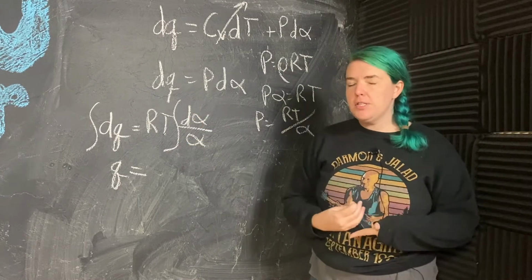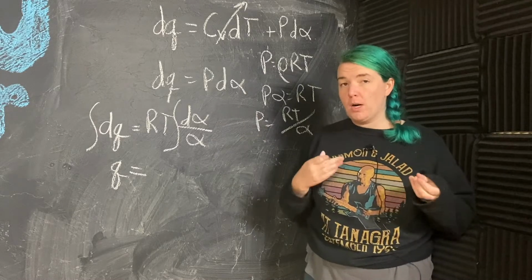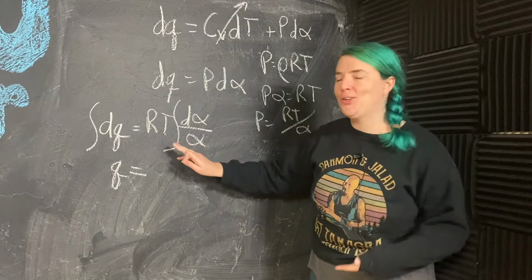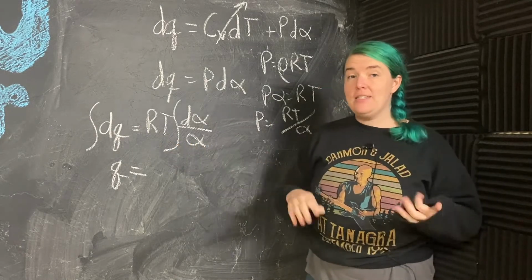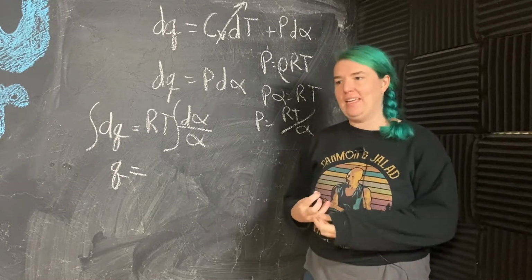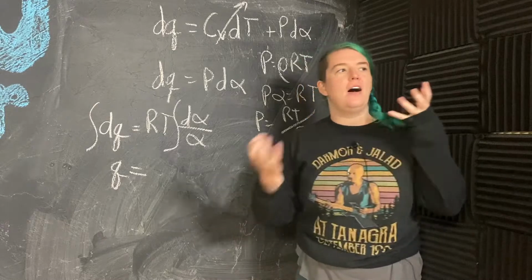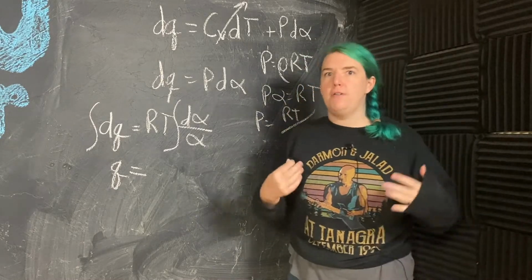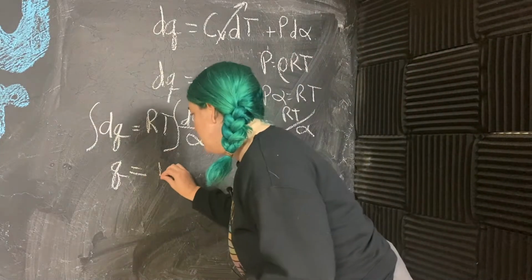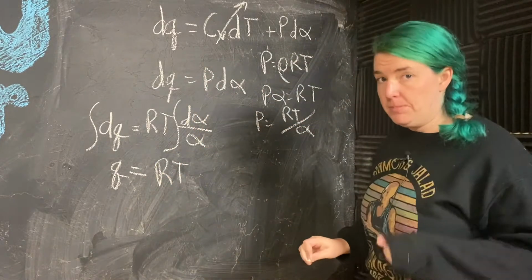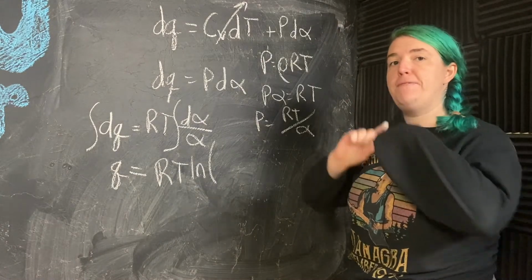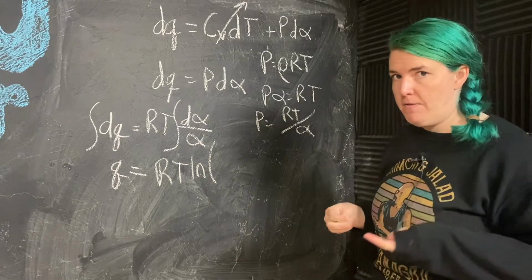If you've had calculus before, this should be a familiar form. I happen to know off the top of my head what the integral of a function that looks like this is, and so I'm just gonna write it out, and why it is that way is the subject of a calculus class and not this short video. So we're gonna end up with Q equals gas constant times temperature times the natural log of my final alpha divided by my initial alpha.